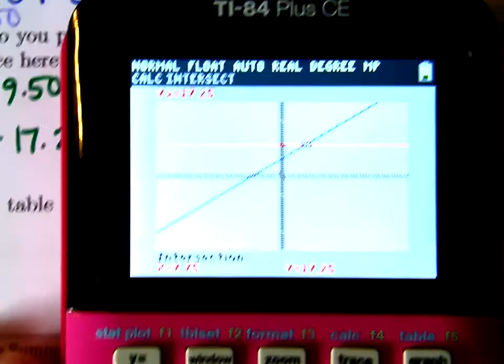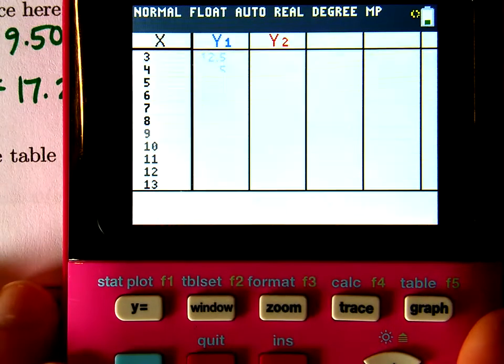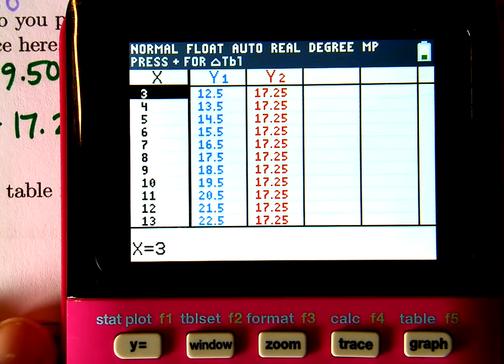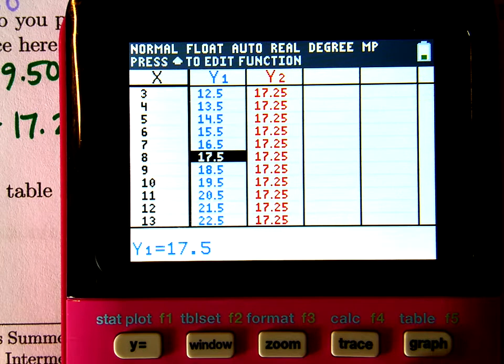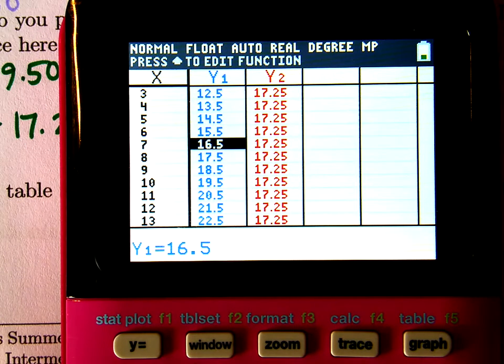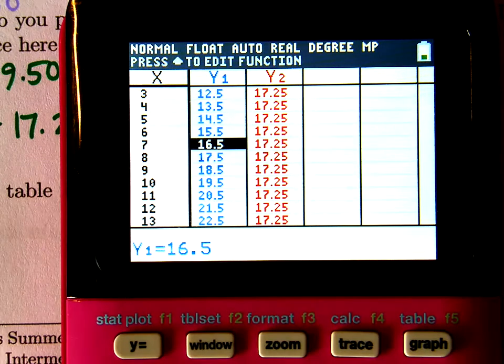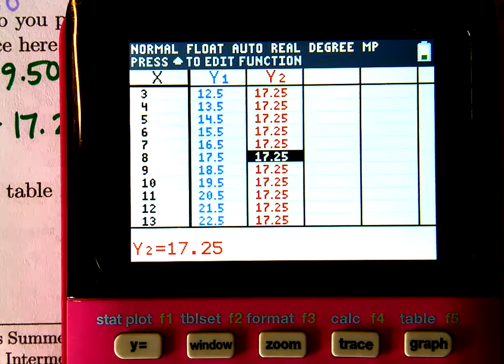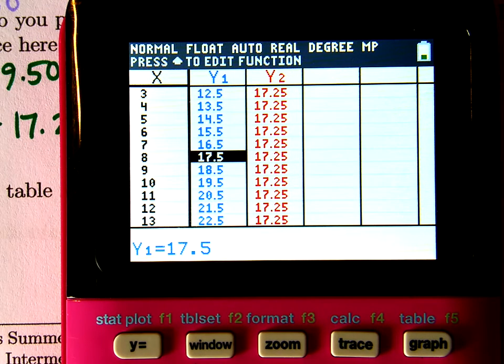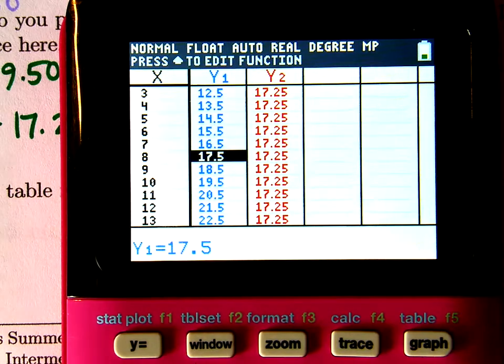And let's go ahead and go second graph to find our table. And let's see. Y1 is lower. Uh-oh. Look at that. So when x is 7, the left side of the equals was $16.50 and the right side was $17.25. And then when x is 8, the left side was $17.50 and the right side was less than that. So there was a switch over in between 7 and 8. But our table is only counting in whole numbers, so we're going to need to format that.